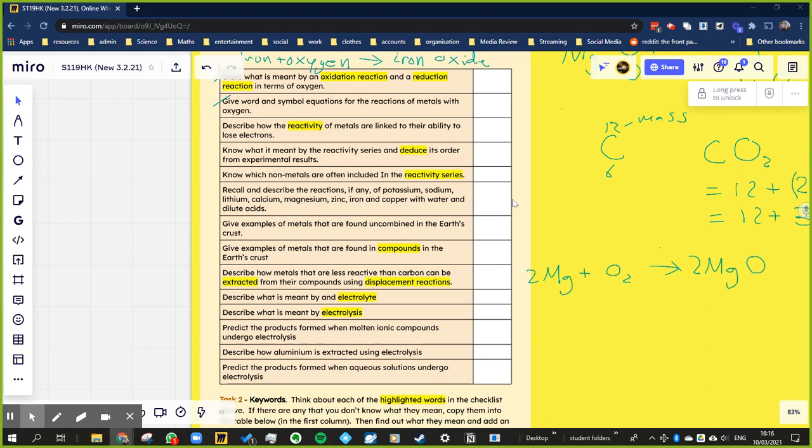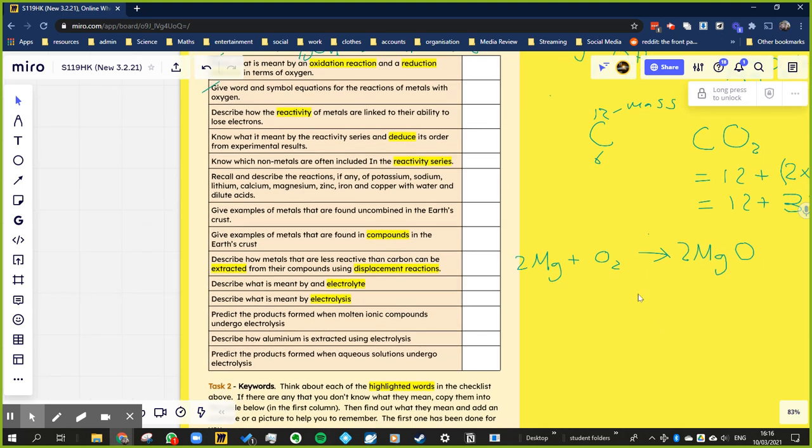Now some metals are more reactive than other metals, and that's related to the electrons. The reason is that when things react, especially when metals react, they lose electrons. So that's what it says here: describe how the reactivity of metals is linked to their ability to lose electrons. Whenever a metal reacts, it loses electrons, and some metals are better at losing electrons than others, or they can lose electrons more easily than others.